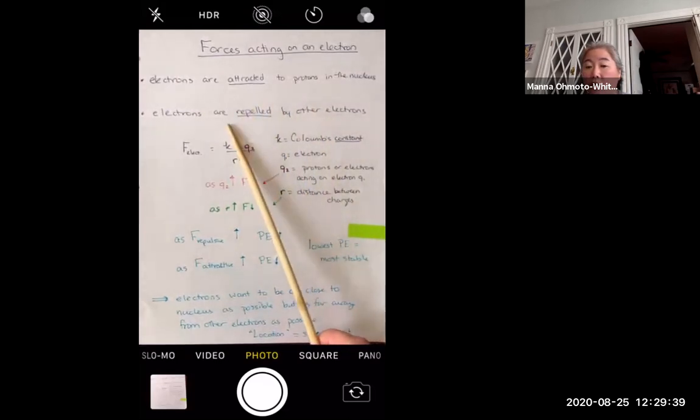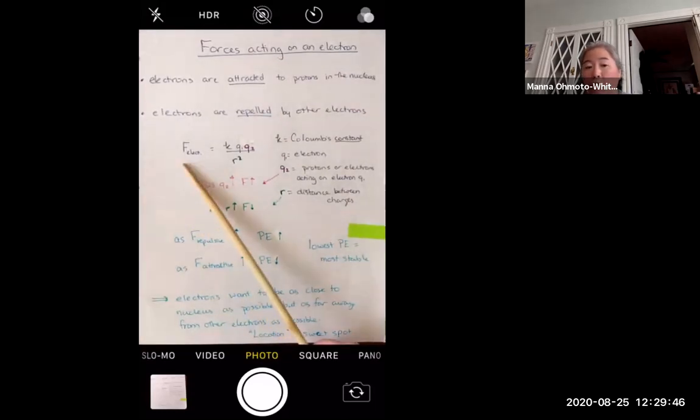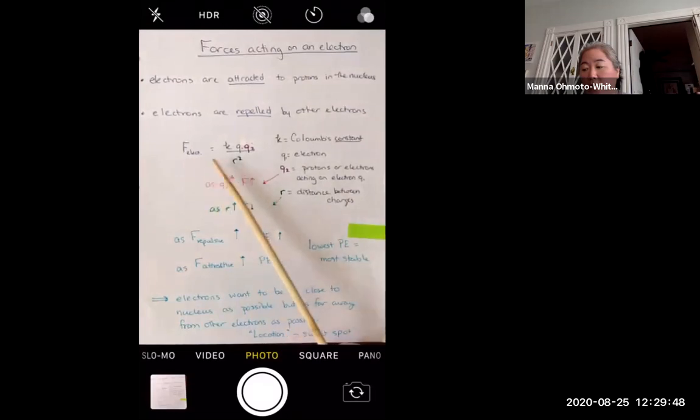But electrons are repelled by other electrons. So we have force attractive and force repulsive. The general format for the electrical force is F, the magnitude of the force, is equal to k, which is Coulomb's constant, times the charges of the electron and the protons or the electrons acting on that electron, over r squared, where r is the distance between the charges.